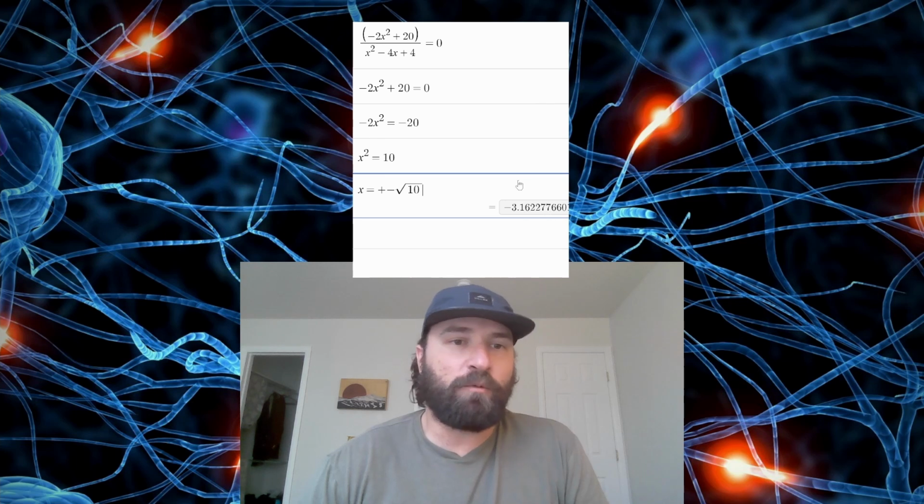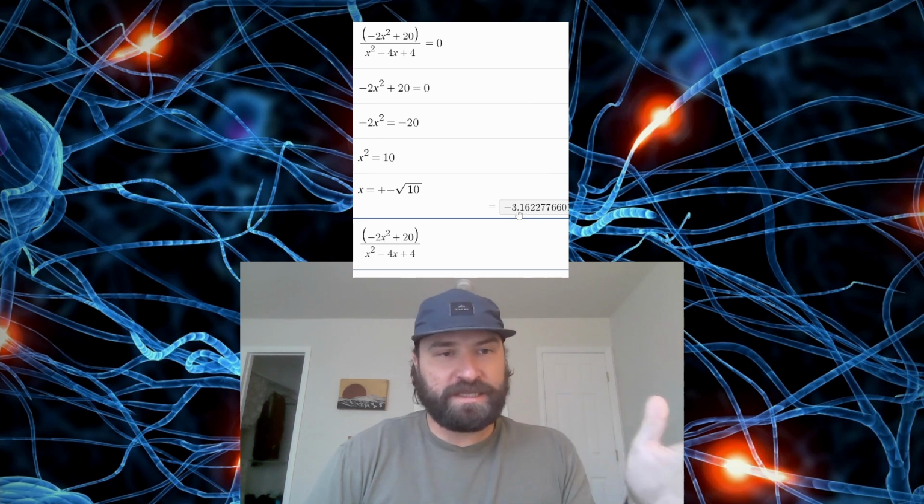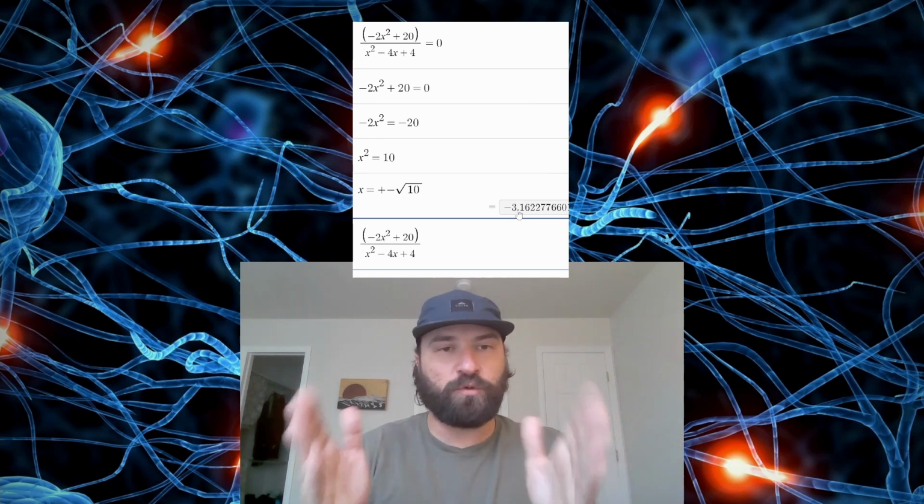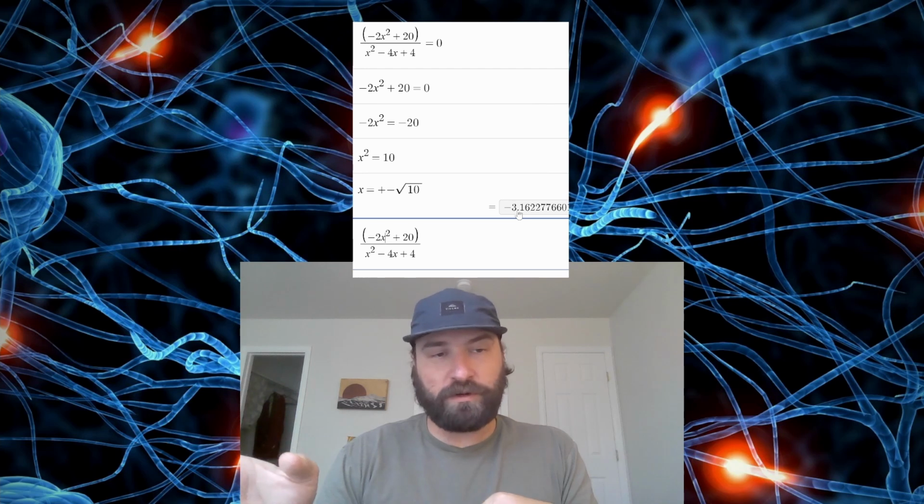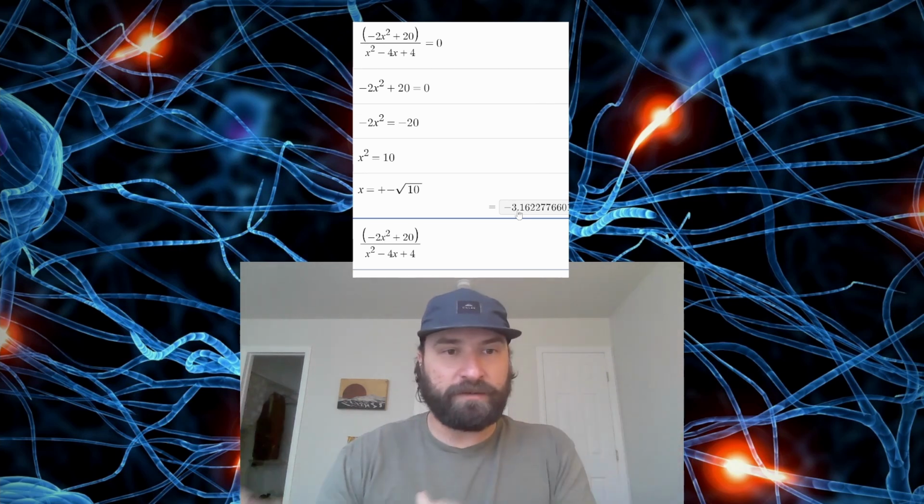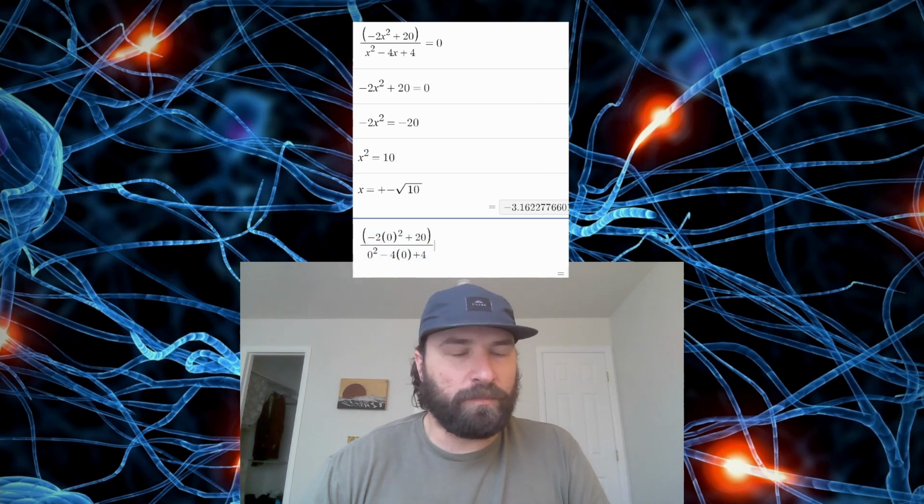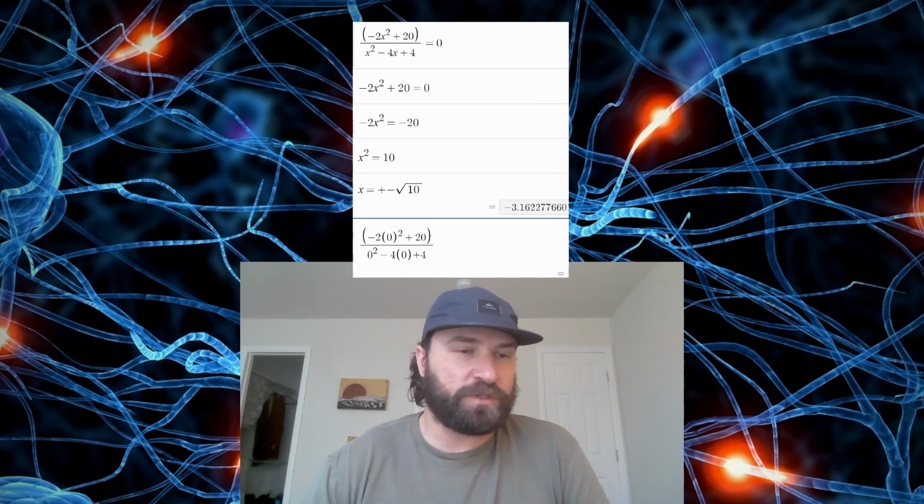But now we have to figure out whether the graph is above or below the x-axis between those zeros. So what we're going to do is plug in values that are less than negative square root of 10, between negative square root of 10 and square root of 10, and above the positive square root of 10 to figure out whether the graph is positive or negative at that point. So first I'm going to plug in 0, which is between the two zeros, and that's going to give me 5. So it is positive between negative square root of 10 and positive square root of 10, which is what we saw on the graph.